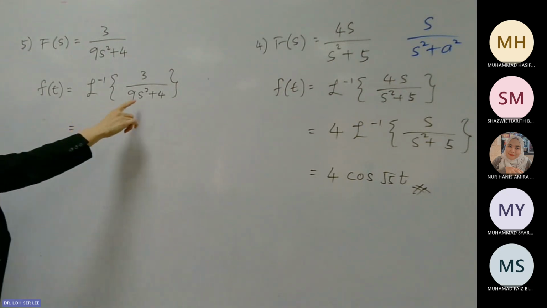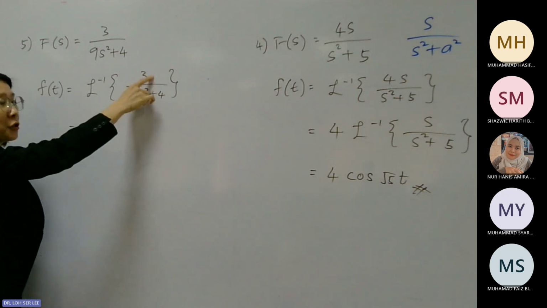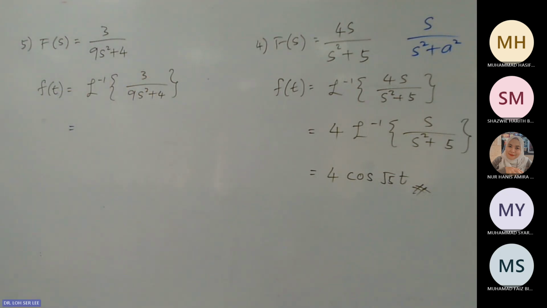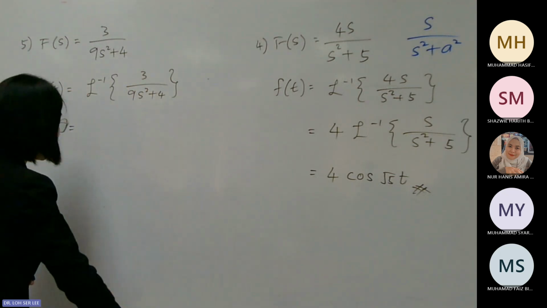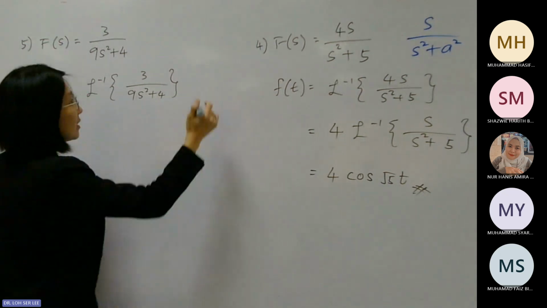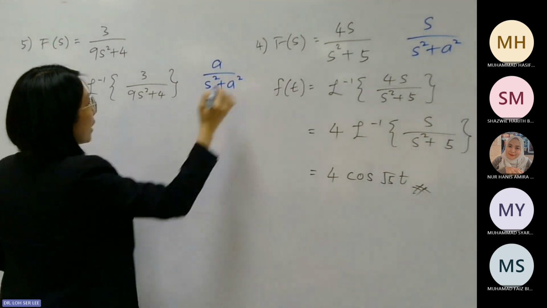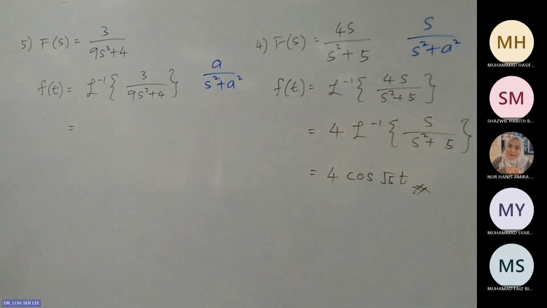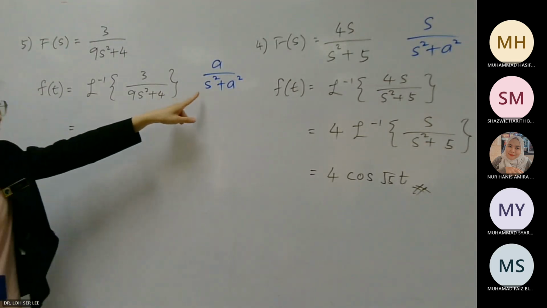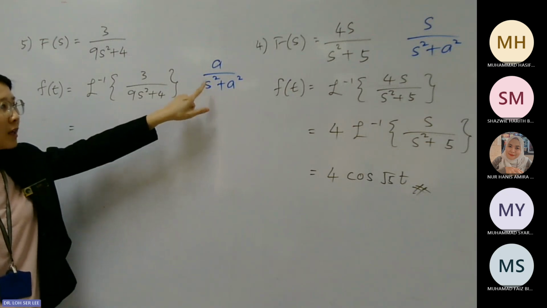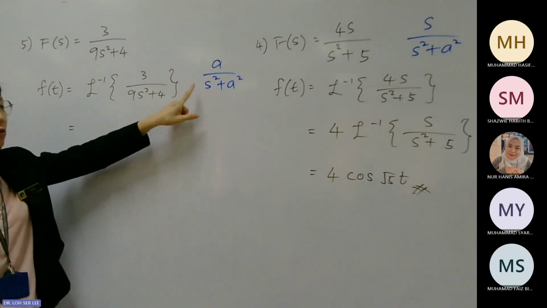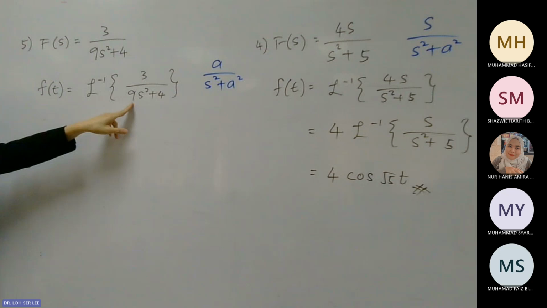Because this is s squared plus, and there's no s at the top, we will use the formula for the sine at. For sine at, the formula is a over s squared plus a squared. Now look at the bottom function. According to this, we want only s squared. The coefficient should be 1, but we have 9. So what do we do?